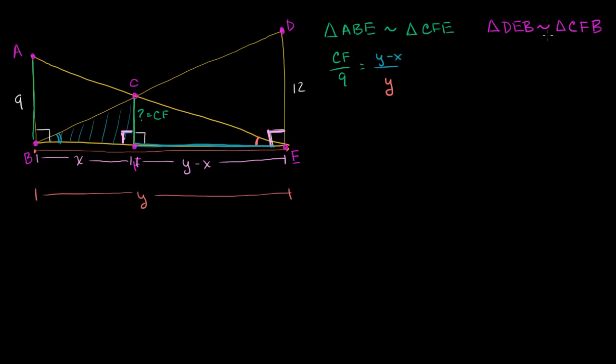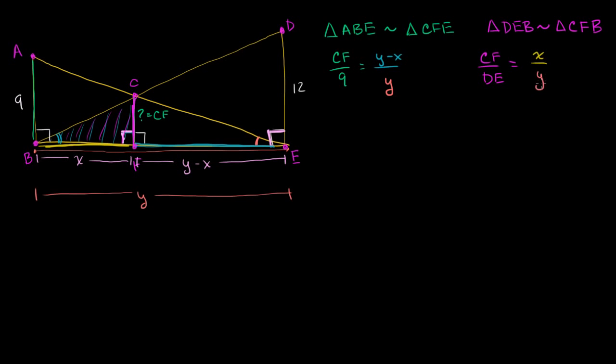Let's see if we can do something similar with this thing on the right. So once again, we have CF and its corresponding side on DEB. Now we're looking at the triangle CFB, not triangle CFE anymore. So when we're looking at this triangle, CF corresponds to DE. So CF over DE is going to be equal to x over this entire base right over here, this entire BE, which once again we know is y.